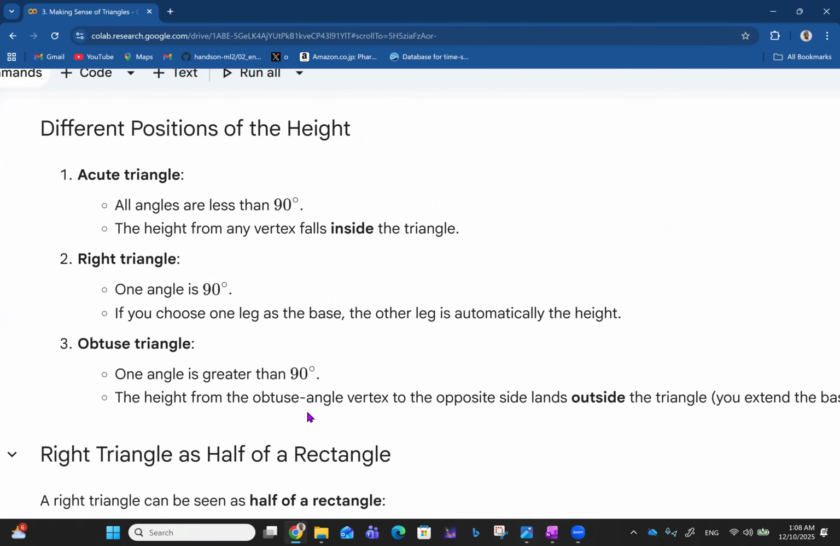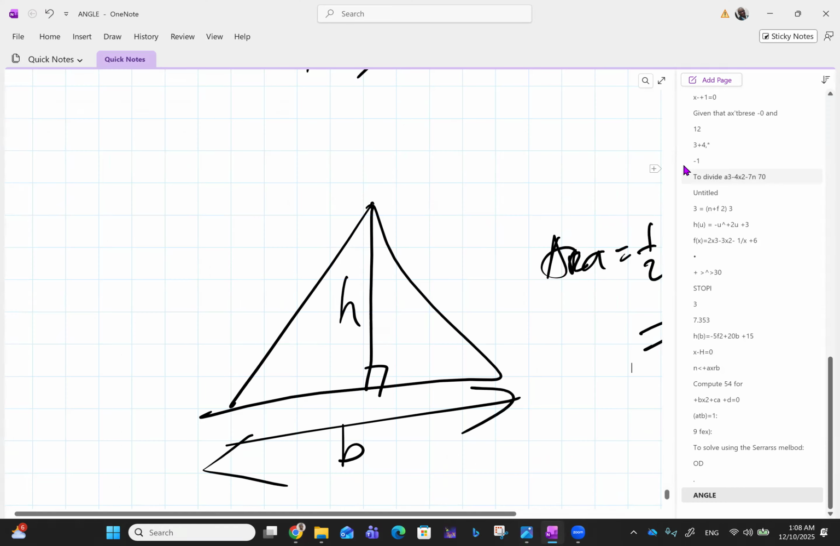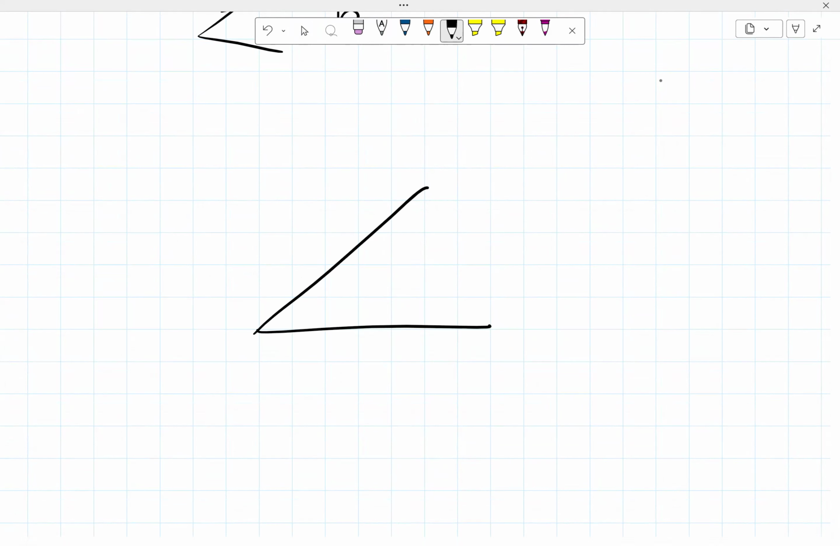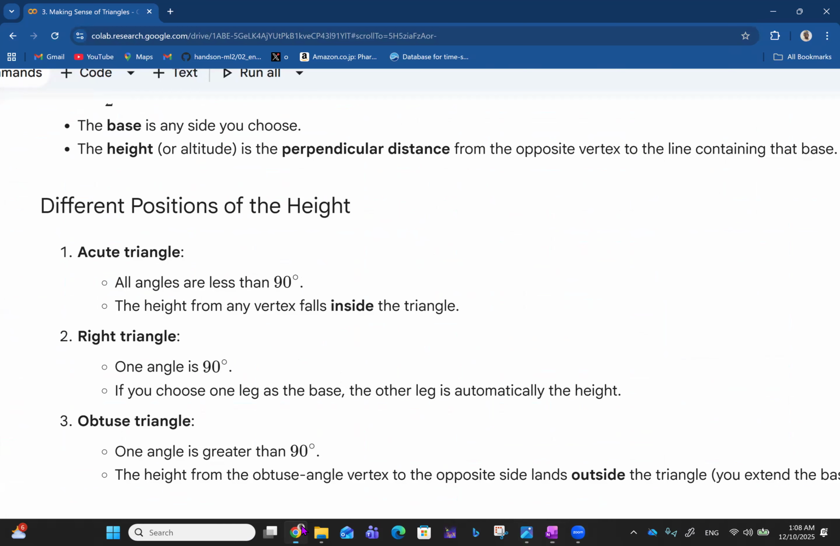Now let's talk about how the position of the height can vary. For an acute triangle, all angles are less than 90 degrees, so the height from any vertex falls inside the triangle. So you have this, and this is an acute angle right here. If you drop the height, it will always fall inside here. So this is the height now, and the line down there will automatically be the base.